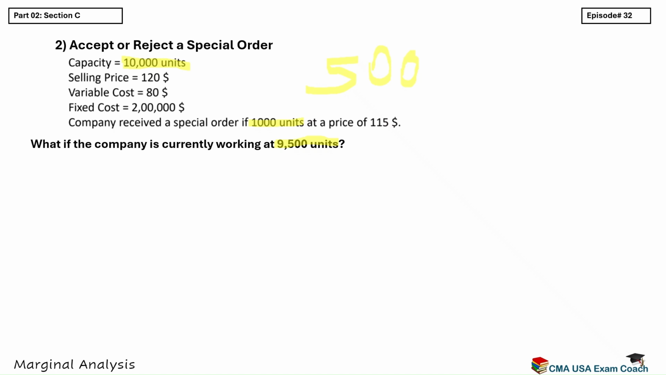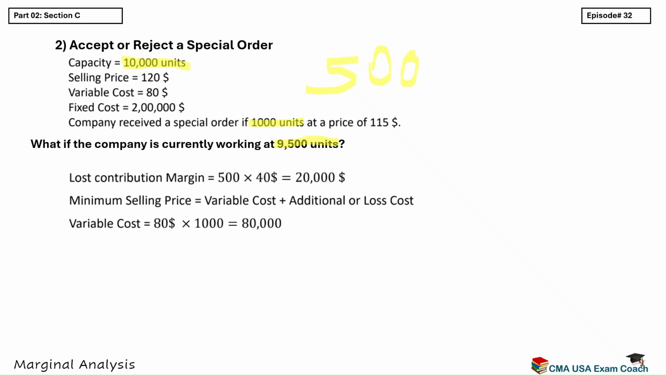So we need to apply two different cost logics. Let's break it down. For the first 500 units, there's no need to reduce regular production. So the minimum price for these 500 units would just be the variable cost, which is $80 per unit. But for the next 500 units, the company will need to cancel regular sales. That means they will lose a contribution margin of $40 per unit, because regular selling price is $120 and variable cost is $80, so contribution margin is $40. So for these 500 units, the minimum price becomes the variable cost plus lost contribution margin, 80 plus 40, which gives us $120 per unit.